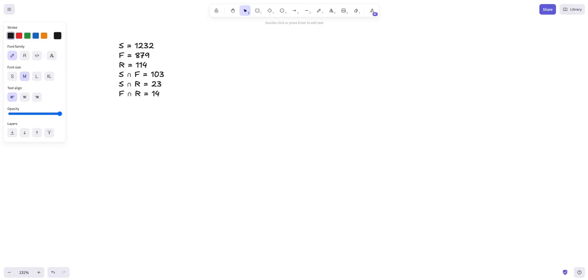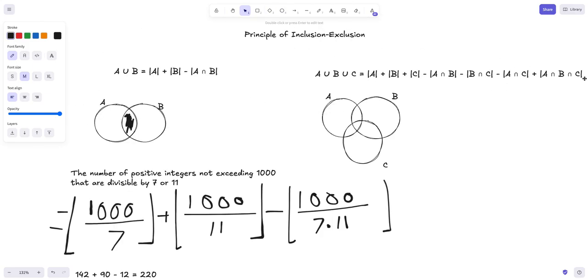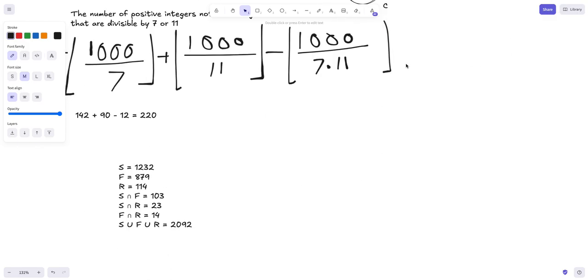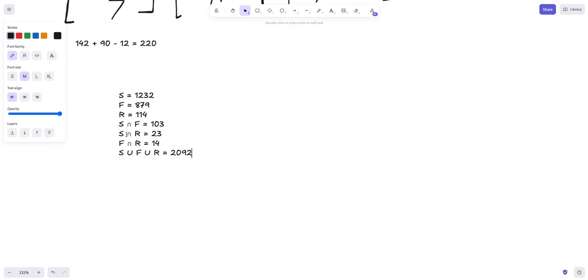And let's assume that the union of all these sets is equal to 2092. So we're trying to find the number of people who speak everything: Spanish, French, and Russian. So we're going to use this formula that we have right over here, but instead of solving for A union B union C, we're going to be solving for A intersection B intersection C, since we're trying to find the number of people who speak all languages.